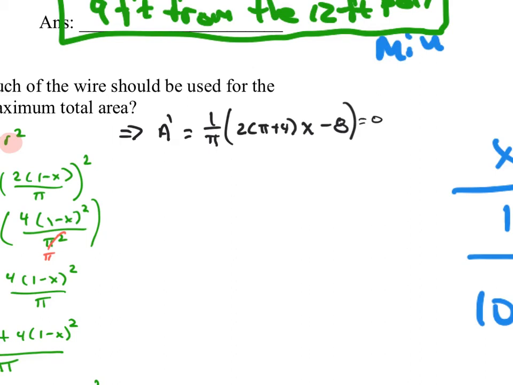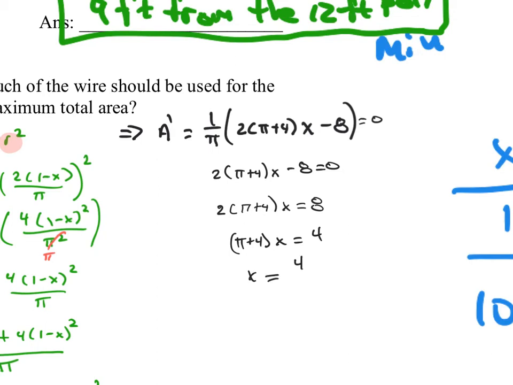So I'm going to multiply both sides by pi. If I multiply both sides by pi, I'd have 2 times pi plus 4 times x minus 8 equals 0. Add 8 to both sides. I'd have 2 times pi plus 4x equals 8. Divide both sides by 2. I'd have pi plus 4 times x equals 4. And so what I end up with is x, dividing both sides by pi plus 4. I end up with x equals 4 over pi plus 4. So what is 4 over pi plus 4? Put that in your calculator, and I'm getting approximately, well, let me do it real quick. 4 divided by pi plus 4.